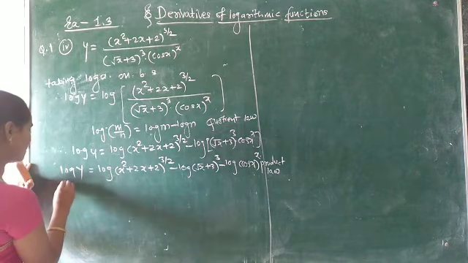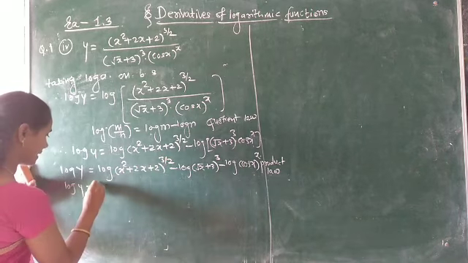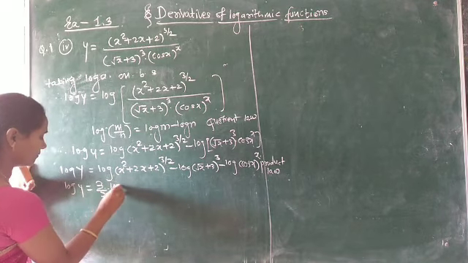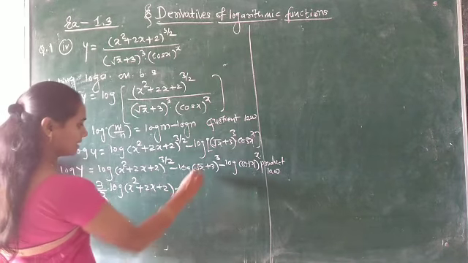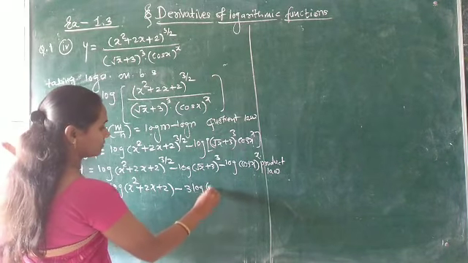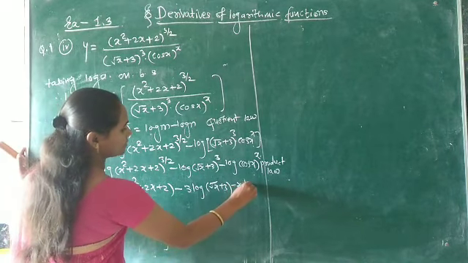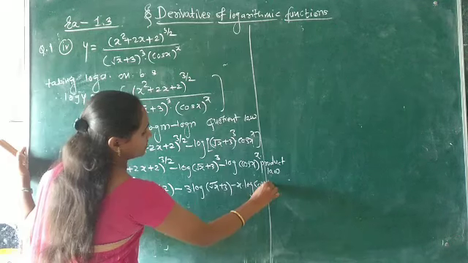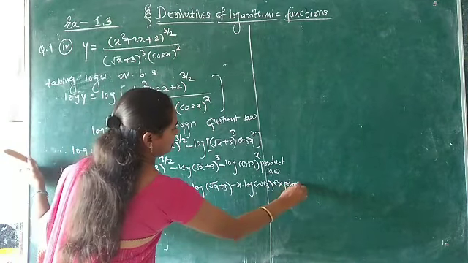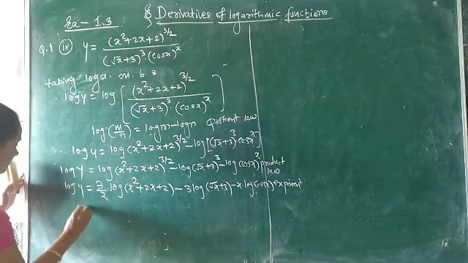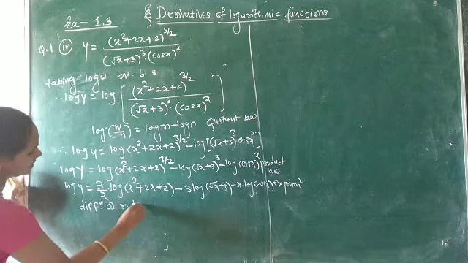Now using the exponent law of logarithm, we get 3 by 2 into log of (x square plus 2x plus 2), minus 3 into log of (root x plus 3), minus x into log of cos x, by using the exponent law. Now we differentiate with respect to x.